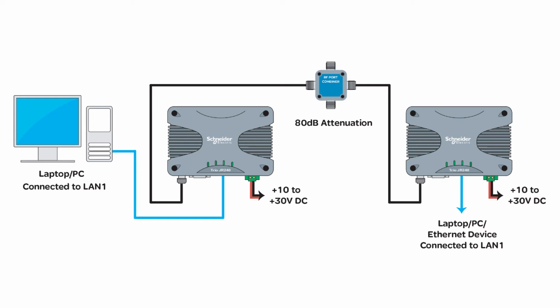Other types of RF attenuators can be used providing the total attenuation is between 80 decibels to 100 decibels. Check the attenuator power ratings against the configured transmit power of the radio.